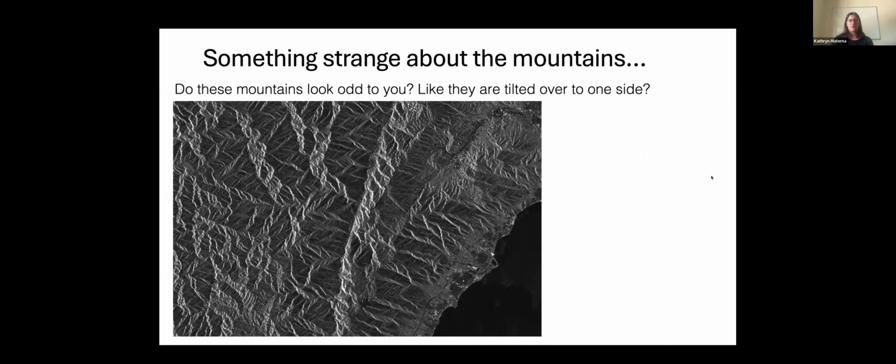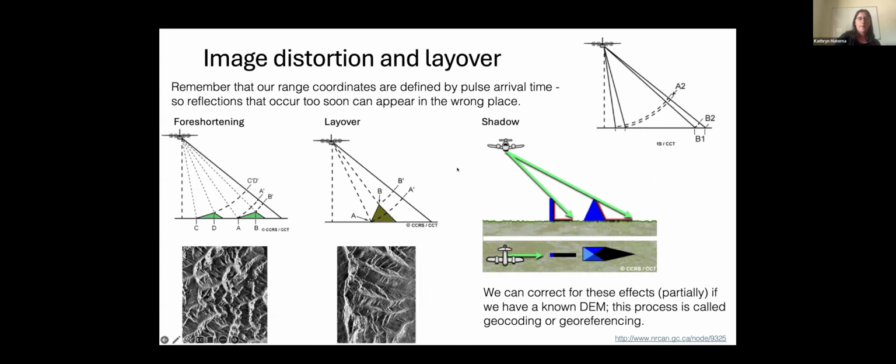One other thing about SAR is that if your surface is not flat, you can have something that looks a little distorted, like these mountains here. They look like they're tilted over to one side compared to the way we expect mountains to be. And this is because of something called the layover effect, where the pixel placement depends on the time at which the reflection returned to the sensor.